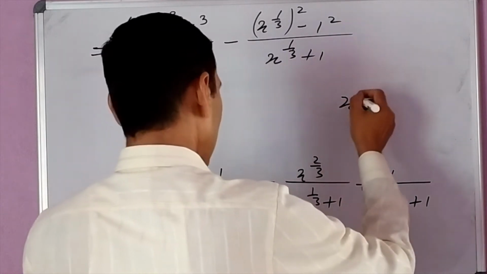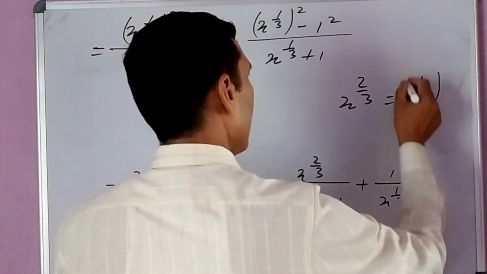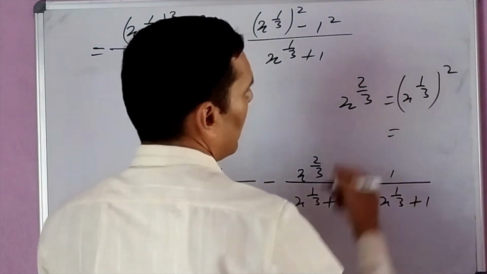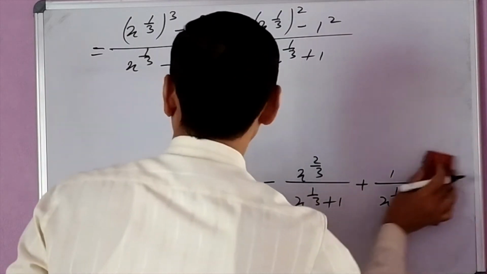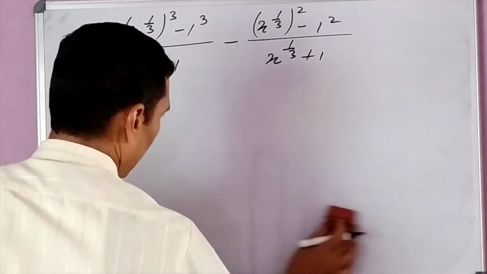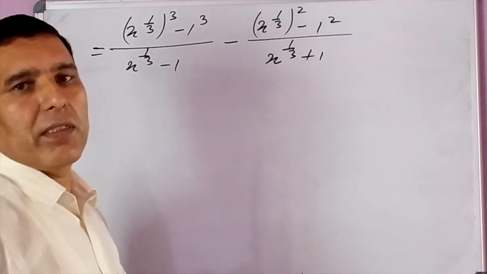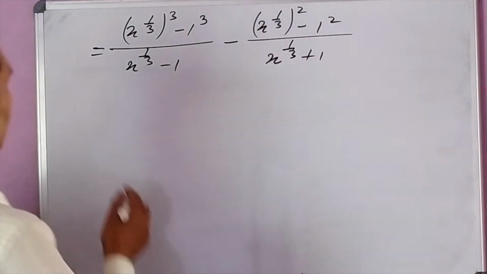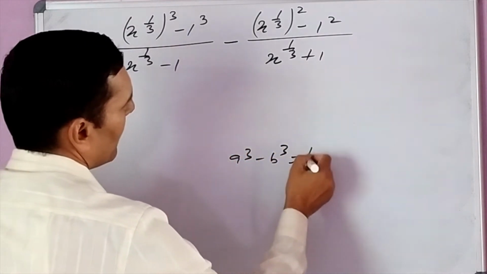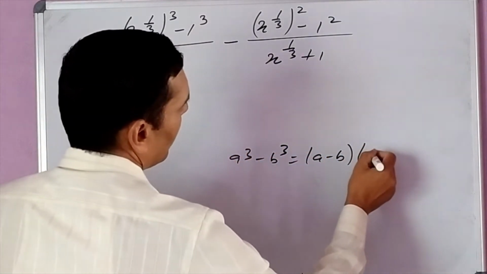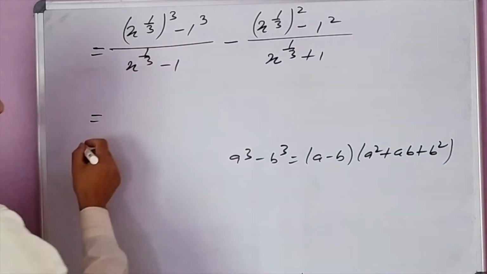Because (x^(1/3))^2 is x^(2/3), very simply, because the powers are multiplied together, it gives x to the power 2 upon 3. Now we use the formula of a³ minus b³ in the first numerator and a² minus b² in the second numerator. So what is the formula of a³ minus b³?